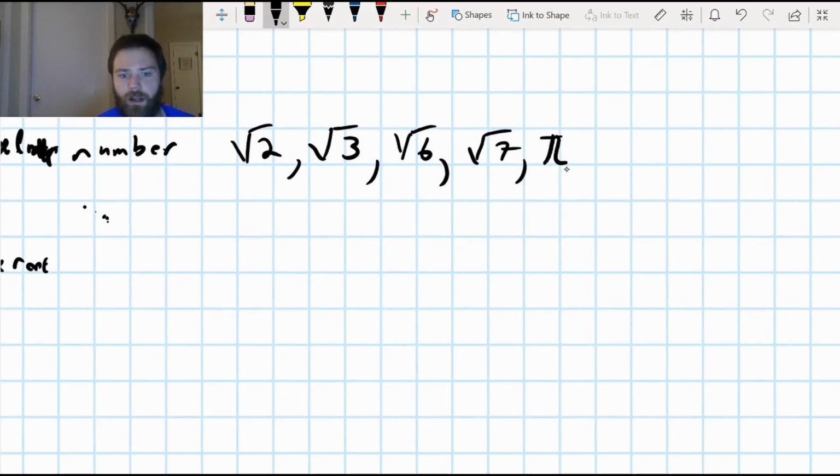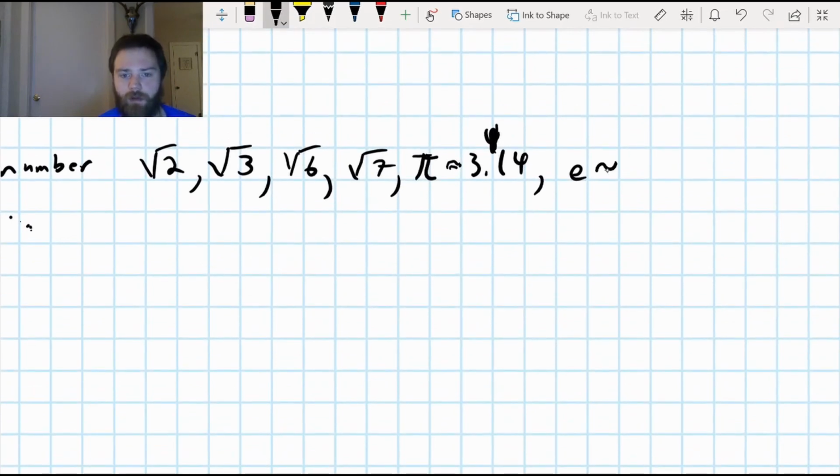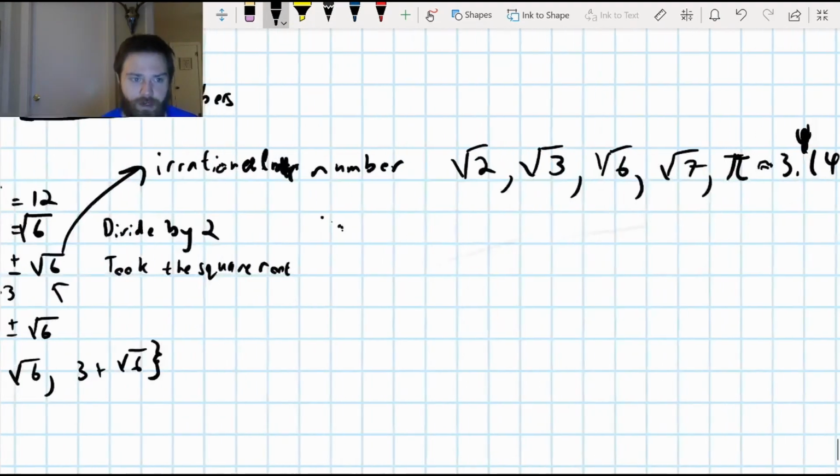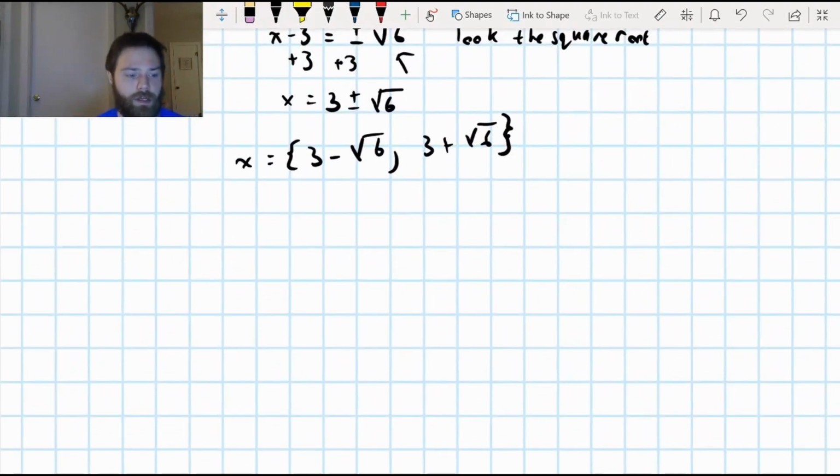And then numbers like pi. Pi is a number that we approximate to be 3.14, not 3:14 o'clock. So just ignore that. 3.14, and another one is e. You might not have seen e, but it's a number like pi, and probably just as important as pi, but it's approximated to be 2.71. Okay, so these are irrational numbers. So that's what it was talking about right here.